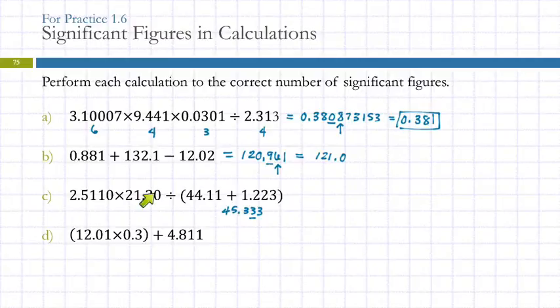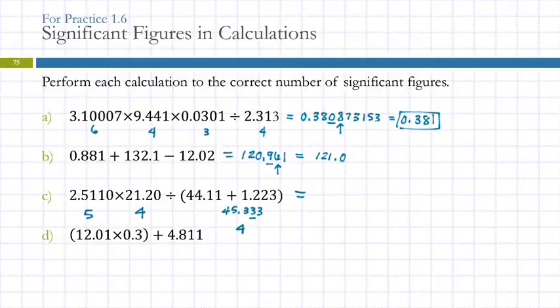That's important because now I'm going to multiply and divide, and I need number of sig figs. Right? This one has 4 sig figs, and this one has 5. And this one has 4. So my answer is going to end up with 4 significant figures. So 2.5110 times 21.20 divided by that 45.333.